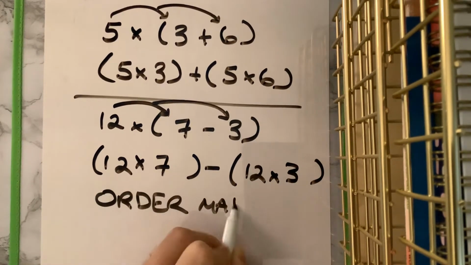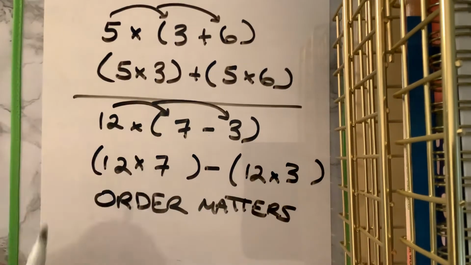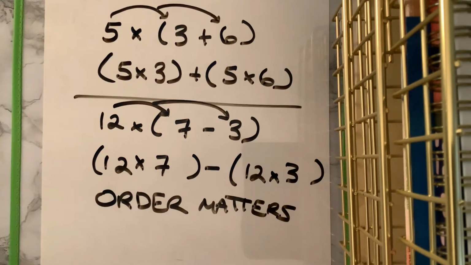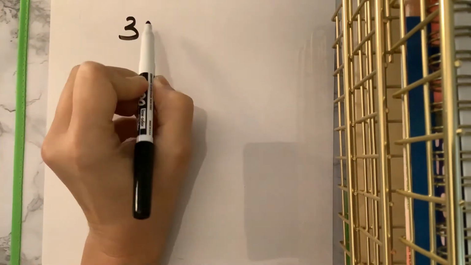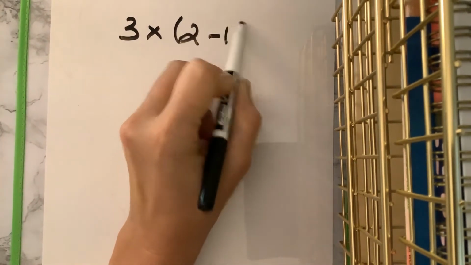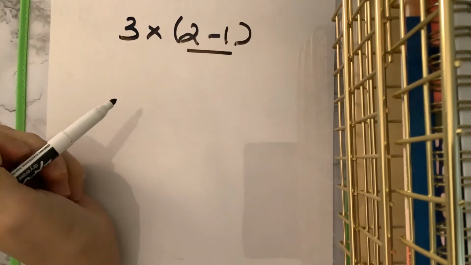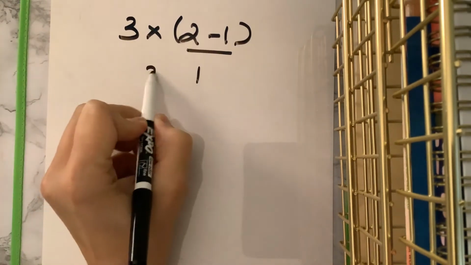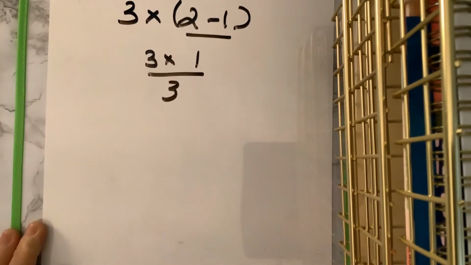So hopefully you've been practicing like I've asked you to up to this point, even with your addition, keeping the order so that it's not too much of a tricky habit for you. So let's just see what would happen if we were to carry this out. Let's say 3 times 2 minus 1. So let's just solve this using order of operations. Okay, 2 minus 1 is 1. 3 times 1 is 3.